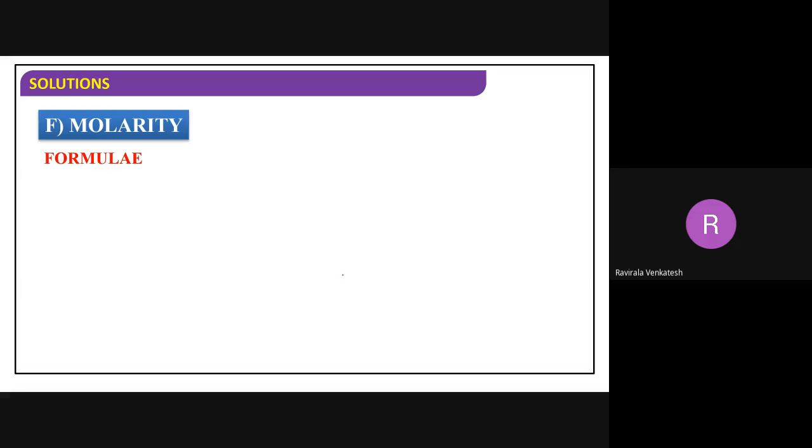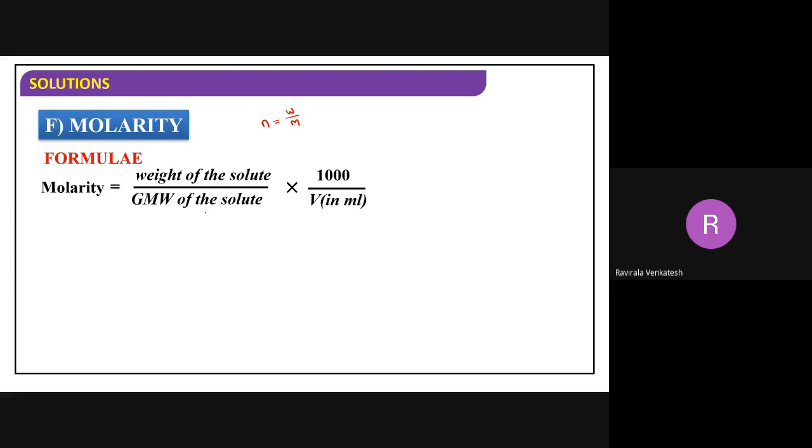Next, I said we can change this formula into ml. Already we know one thing. Mole is equal to weight by molar mass, weight of the solute in grams by gram molecular weight. For example, NaOH, molecular weight is 40. So take 40 grams, into 1000 by volume of the solution in ml, because 1 liter is equal to 1000 ml.